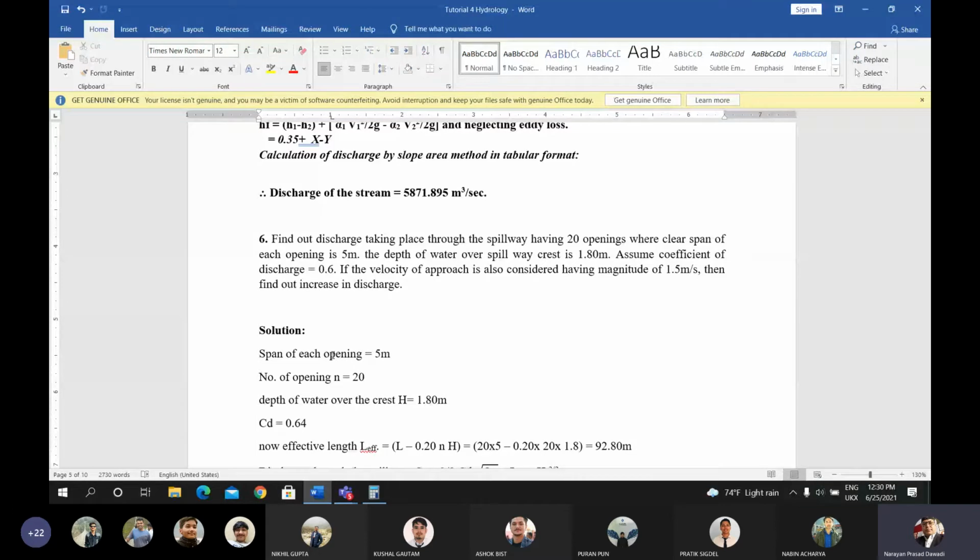Now, the number of openings n is equal to 20. The depth of water over the crest, denoted by H, is 1.80 meter. Okay. Now, the coefficient of discharge is given as 0.64.